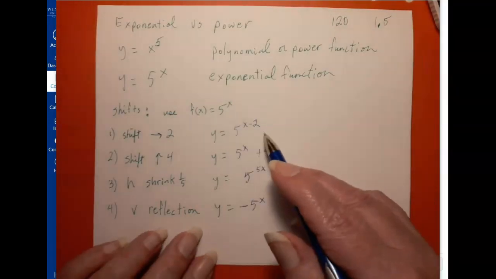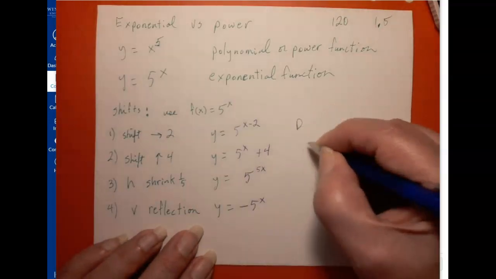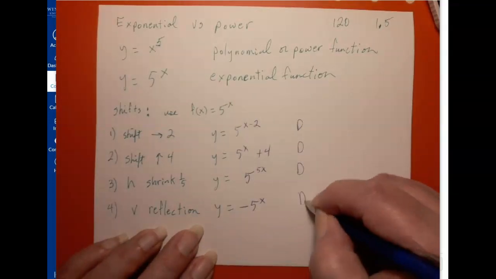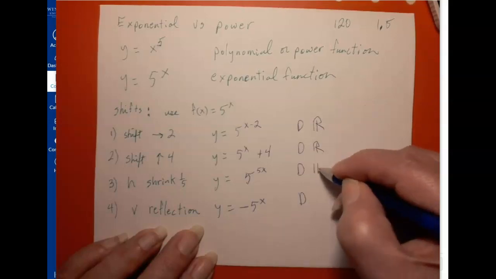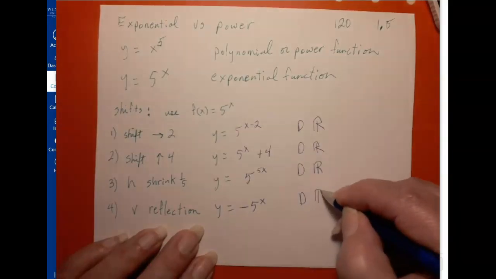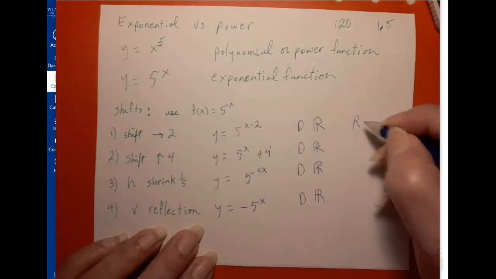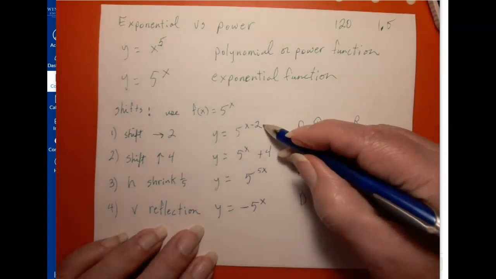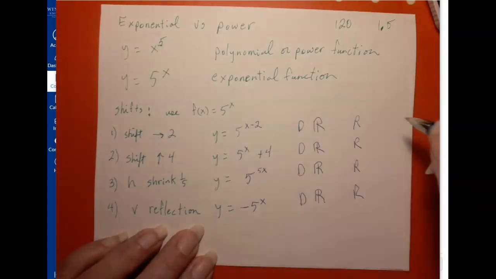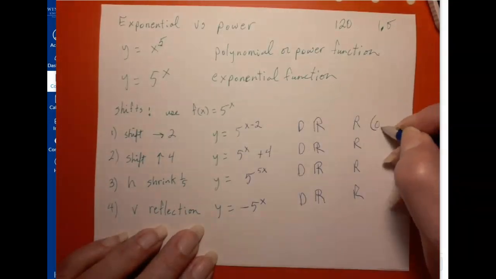If I'm looking at domains and ranges here, the domains for all of these are all reals. And you can simply write all reals like this: 2 lines and then the rest of the R. The range for these varies. This didn't shift up or down, so there's no change in the range. So the range will be from parentheses 0 to infinity.